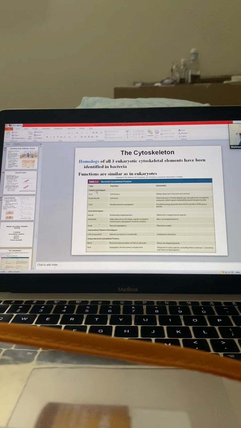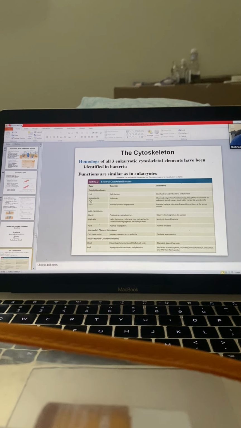Since we already knew that, whatever is similar to tubulin, we call a tubulin homologue. So tubulin homologues are found in bacteria. They were discovered much later. And this one is FtsZ. The function of this tubulin homologue in bacteria is participation in cell division. This has been widely observed in bacteria and archaea both.